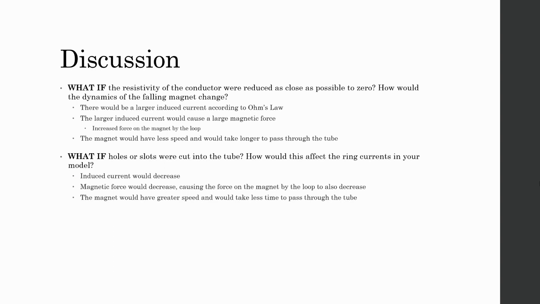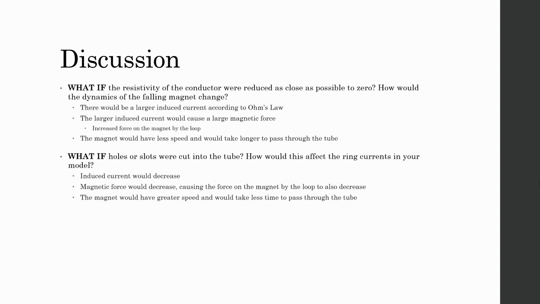If the resistivity of the conductor were reduced as close as possible to zero, there would be a larger induced current. This would cause a larger magnetic force, increasing the force on the magnet by the loop. This would result in the magnet having less speed and requiring more time to pass through the tube.